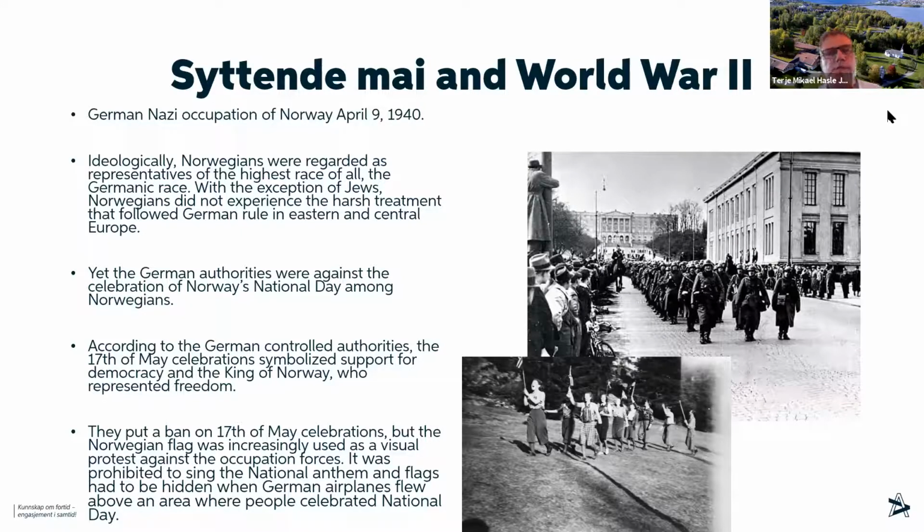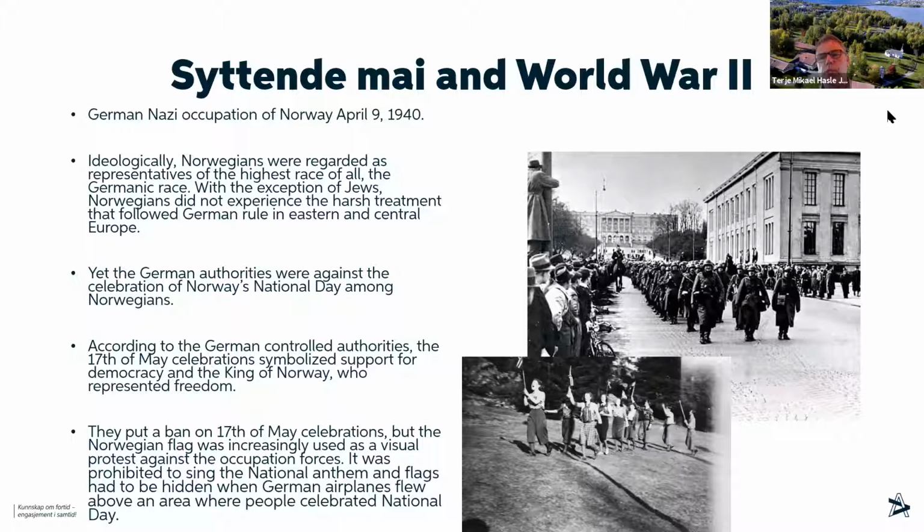On April 9, 1940, we saw the German Nazi occupation of Norway. And we see the German troops parading on Karl Johan Street, where school children should have walked about one month later to celebrate National Day. You see the crowd standing, watching this happening, because the attack came suddenly.